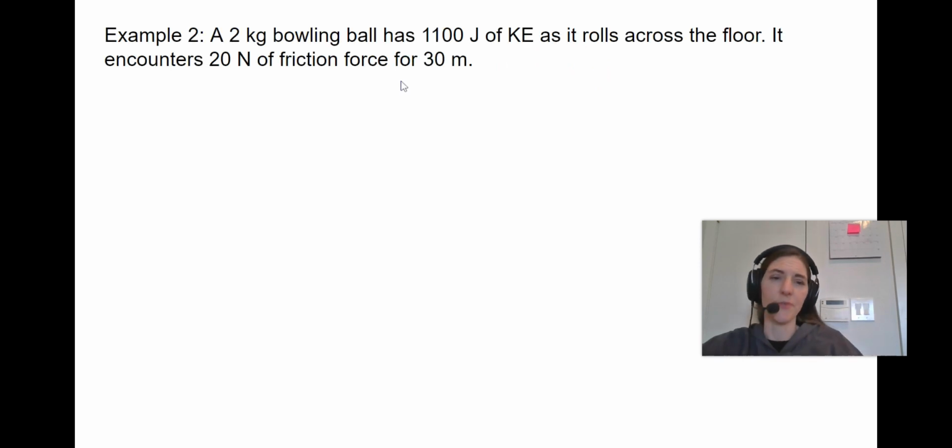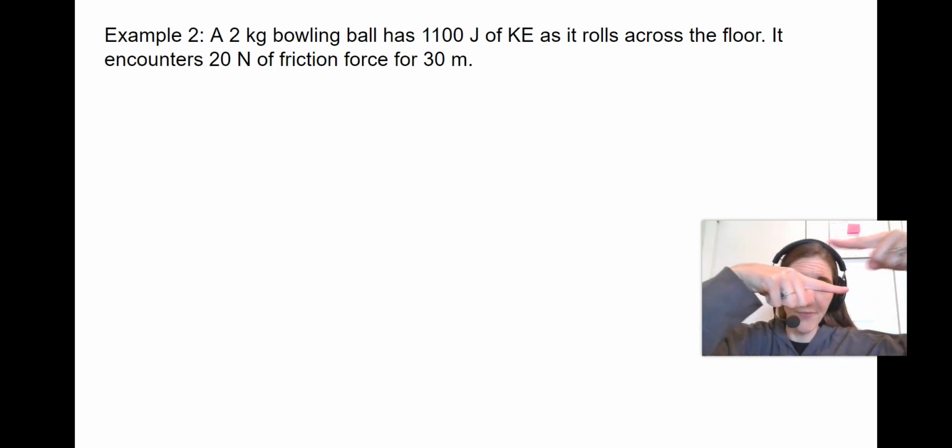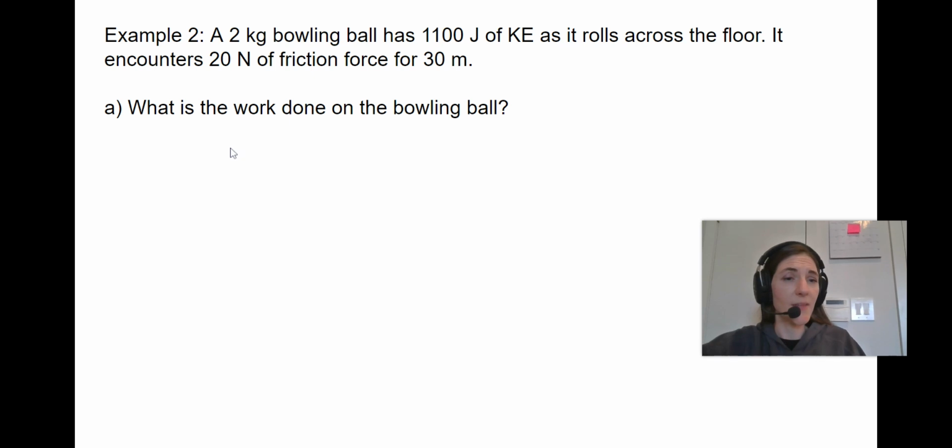Okay, so example two. A 2 kilogram bowling ball has 1100 joules of kinetic energy as it rolls across the floor. It encounters 20 newtons of friction force for 30 meters. Remember the direction the friction force is. If it's moving this way, friction force opposes it. So what is the work done on the bowling ball?